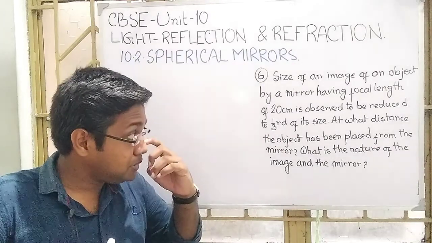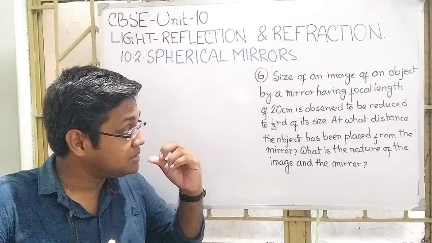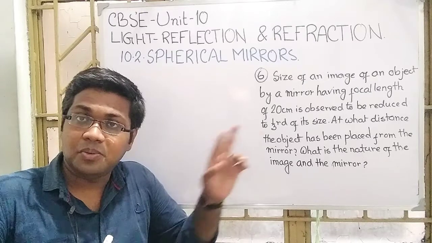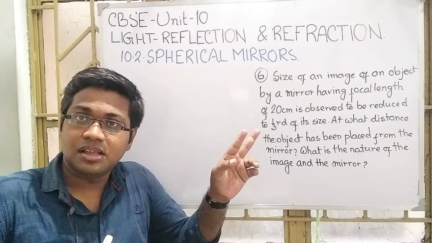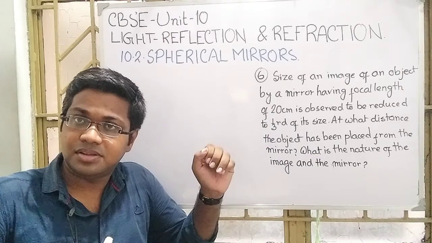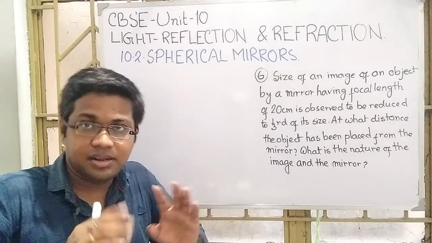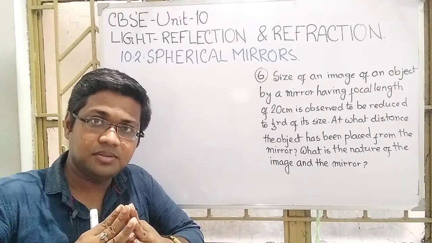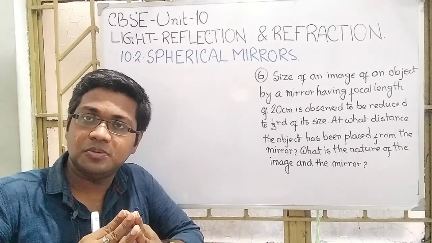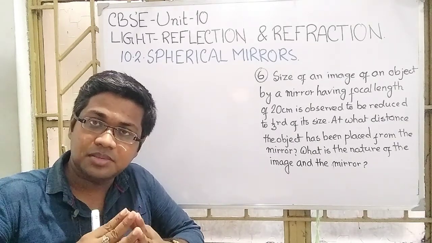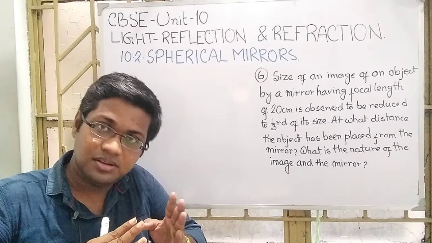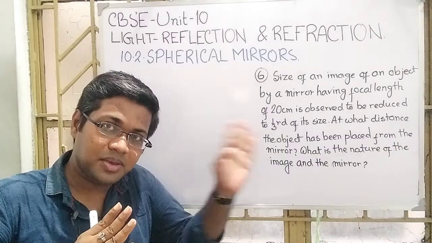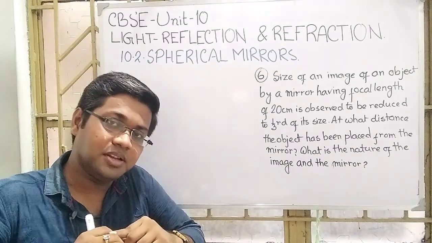Is observed to be reduced to 1/3 of its size. Now it is an interesting thing. When I obtain that image, the image is diminished. One thing is clear to us: when I place an object in front of a convex mirror, from the previous lectures it is clear to you, for a convex mirror the image is always virtual and diminished. So it is no problem. It may be a convex mirror, but there is another possibility.